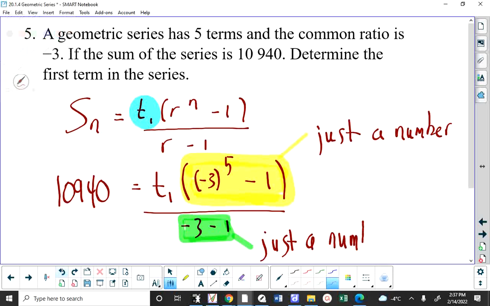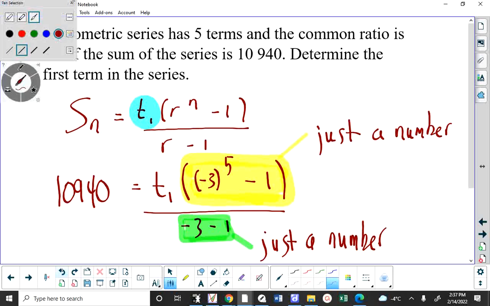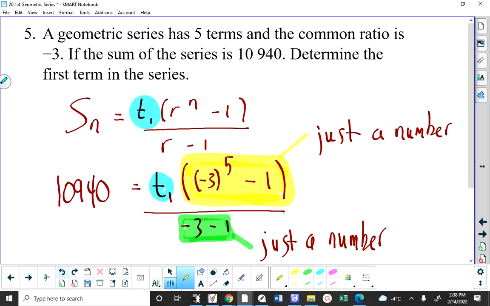It's a different number. So how would you rearrange this to find the first term? Well, you've got to get rid of 2 numbers, don't you? How do we get rid of the yellow number? You divide both sides by it. How do you get rid of the green number? You multiply both sides by it. You don't have to make this really complicated. They're just numbers. So let's figure out what those 2 numbers are first. By the way, we could divide them first and then just divide.